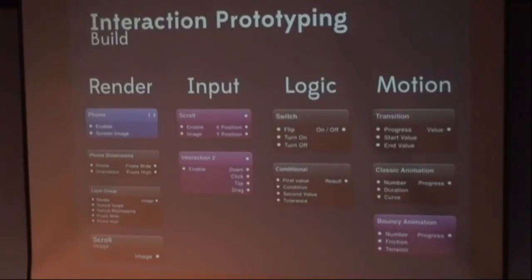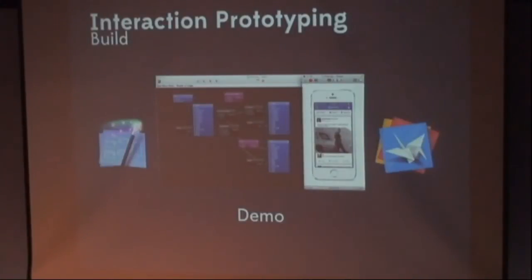And then to implement animations, we're going to use what's called classic or bouncy animations. These are going to implement the kind of timing curves that you're used to in iOS. And the transitions are an interpolation patch that allows you to specify a start and end value, and then based on a progress value you apply, it's going to compute an interpolation value between those two. Okay, so let's jump into Quartz Composer and build this.